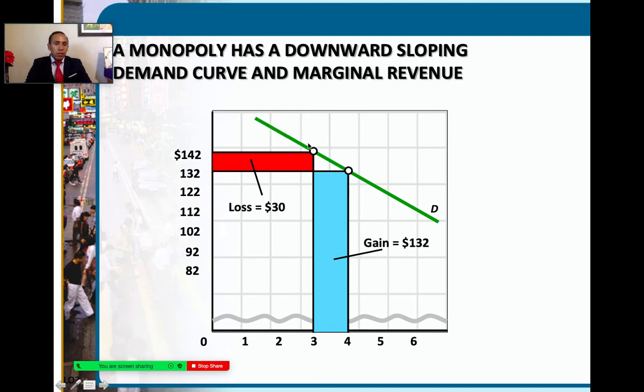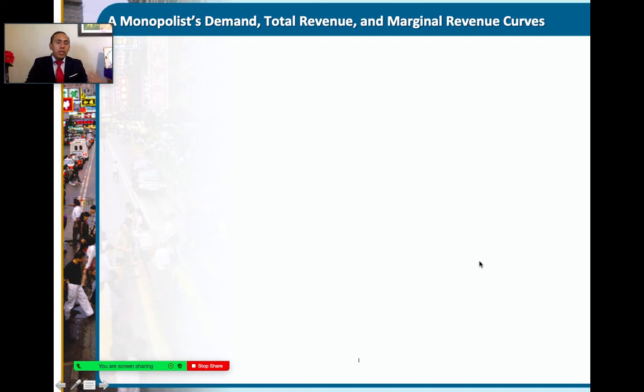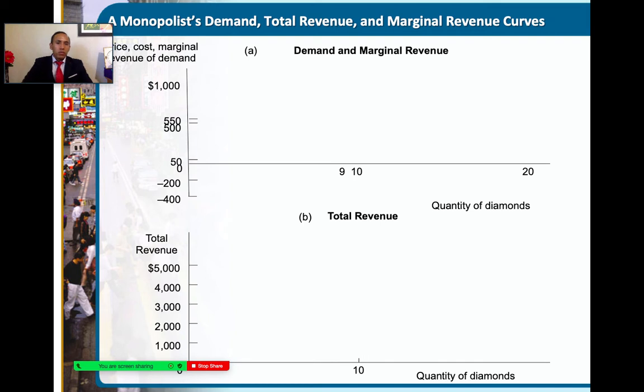So for a monopoly, we're going to have a downward sloping demand curve, and the marginal revenue is going to follow very closely the demand curve in this case. In a monopoly, the price is not equivalent to the marginal revenue. The marginal revenue is downward sloping as well, meaning that you can only cut price so much before you start losing any gains. You can't lower the price all of the time. So let's take a look at a monopoly's demand curve, total revenue relationship, and marginal revenue curves.